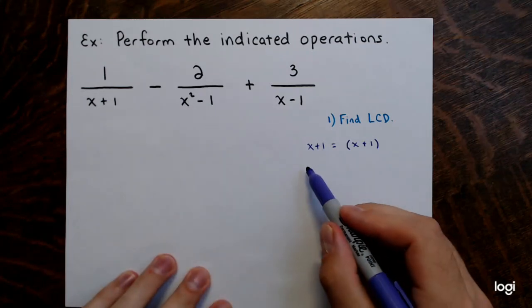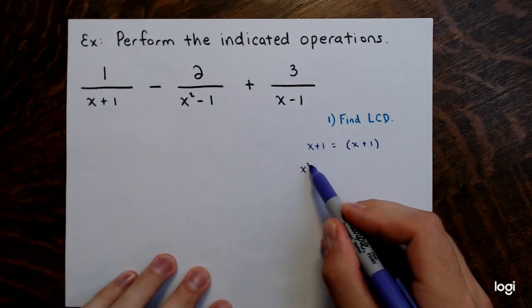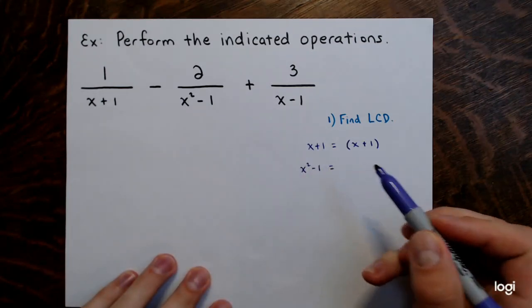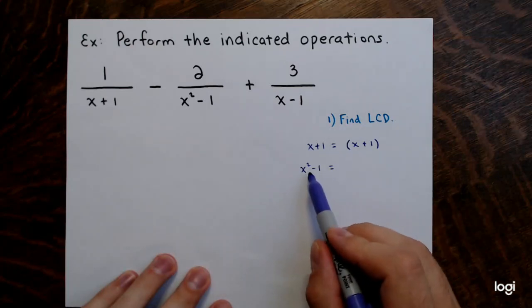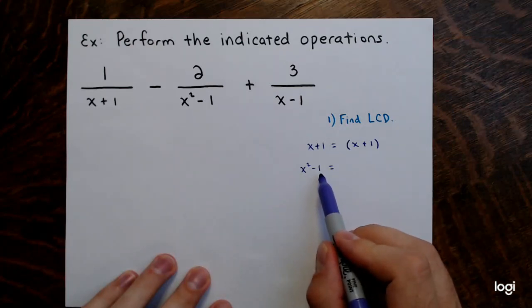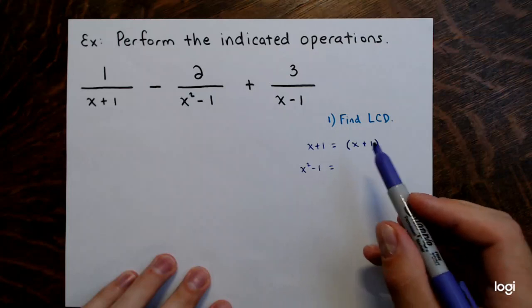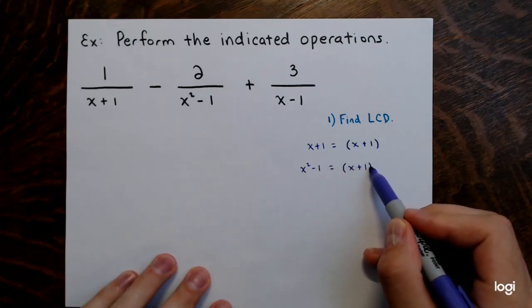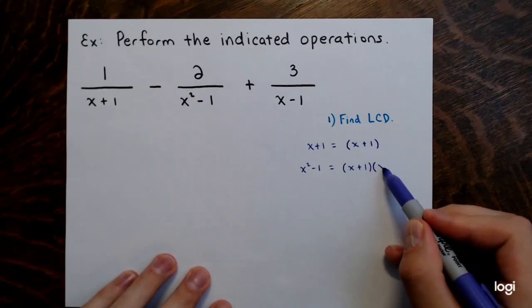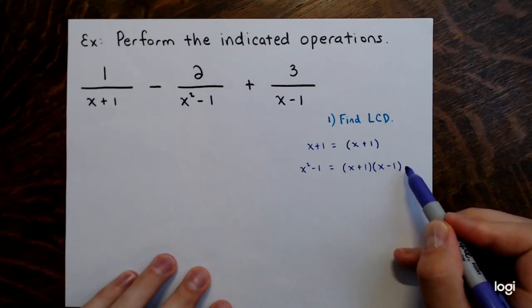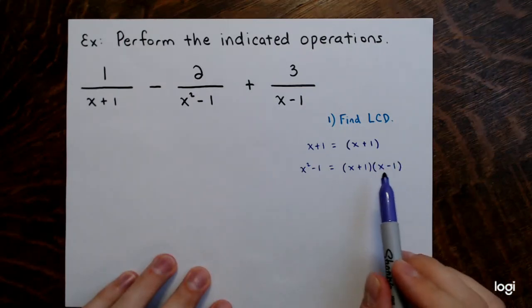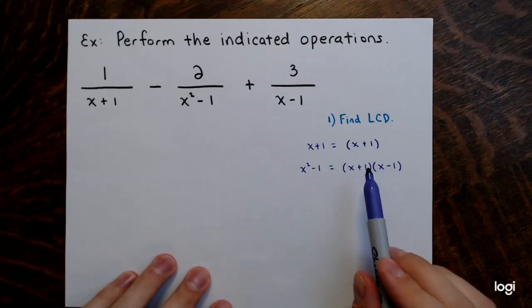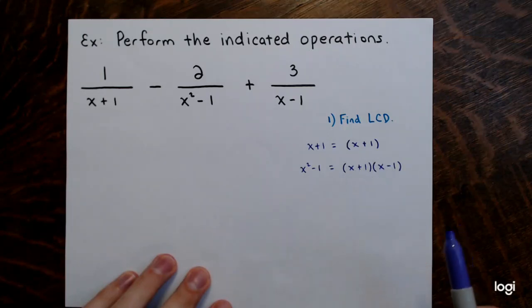The next denominator, x squared minus 1. This is one of those differences of two squares, x squared minus 1 squared. And that would factor to x plus 1 as one factor times the quantity x minus 1 as the other factor. And again, you can double check by multiplying these, distribute the x, distribute the 1, combine like terms, and you should get x squared minus 1.